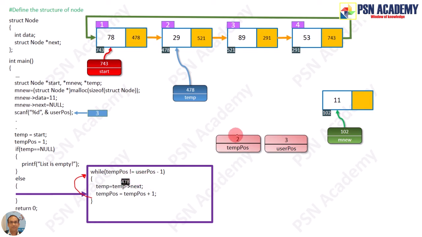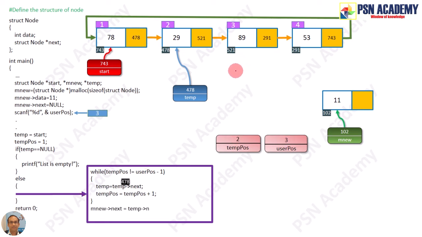Now temp pose is 2 and user pose minus 1 will also be 2 because user pose is 3. So this one is 2 and this part is 2, so it is matching. So since it is matching, the while loop stops. So you can see that temp is pointing to the node at the second position, which is one node behind the user position. So this is what we wanted.